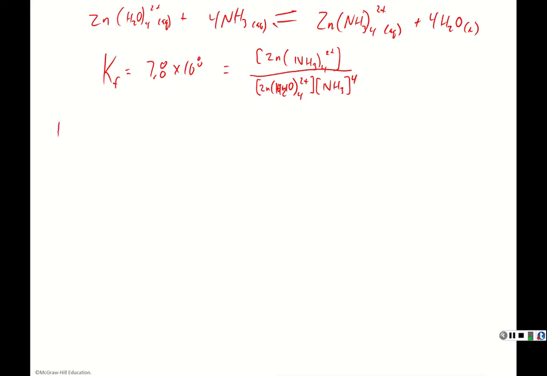Next is to set up our reaction table. So initial, change, and equilibrium concentrations here. Okay, so what do we get at our initial concentration? Well, this is where it gets a little bit challenging because they're giving us a volume and a concentration for each of the component mixtures. Okay, so it might be very tempting to say the initial concentration of our zinc tetra water is 0.002 molar. But then you mix it with 25 liters of the NH3 solution. So you have to take that into account.